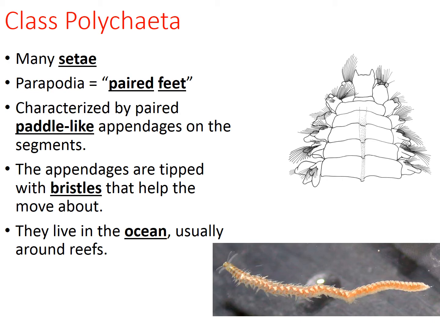In the top drawing, you can see what it would look like as a drawing, and then the bottom is an actual polychaete worm. They kind of look fuzzy. Their appendages are tipped with bristles that help them move about. They live in the ocean, and they usually live around coral reefs.